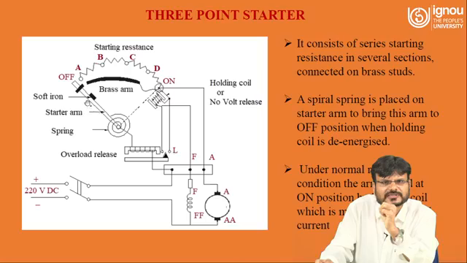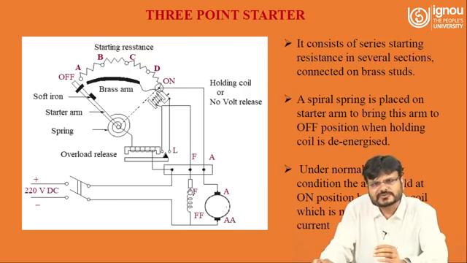So here you can see this one is the starter arm, and this is a soft iron arm which, when it comes to the on position, will come in contact with this magnet. This one is a spring, this one is an overload release coil, and this is a holding coil, or you can say it is also called a no-volt release coil. This one is the armature of the DC shunt motor, this is the field winding. This terminal is denoted as armature, field and line.